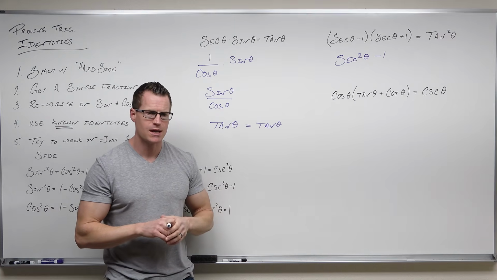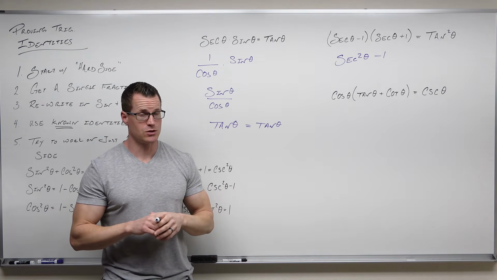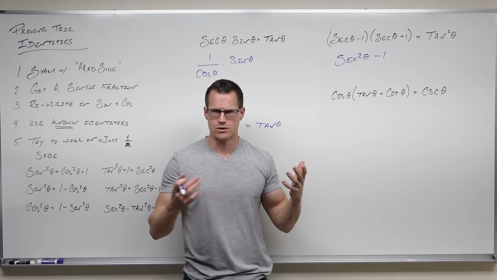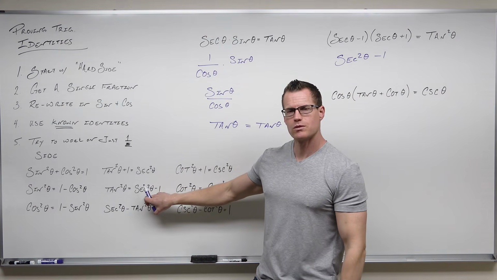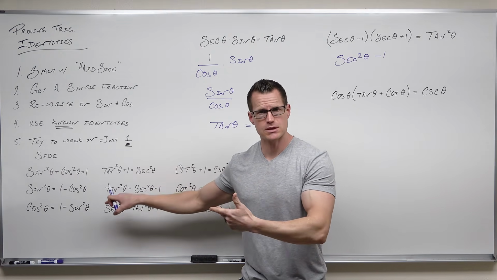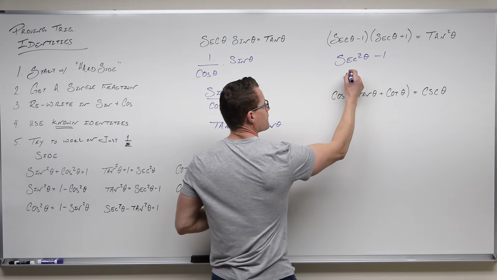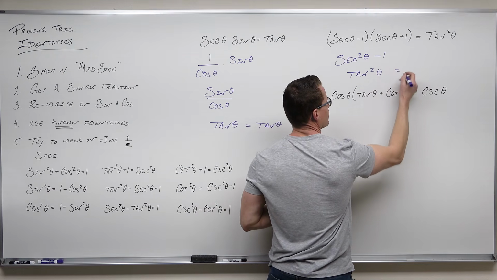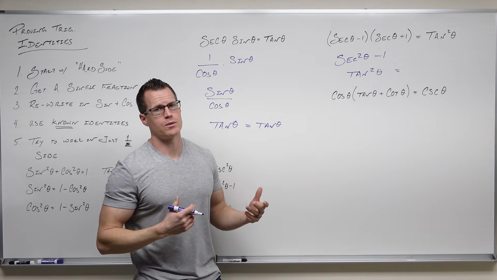There's no fractions. The next thing we should do is look to see if there's an identity right here. So let's look. Hey, look, there's one right there. Secant squared theta minus 1. Secant squared theta minus 1 is tangent squared theta. And that's exactly what we were trying to prove.